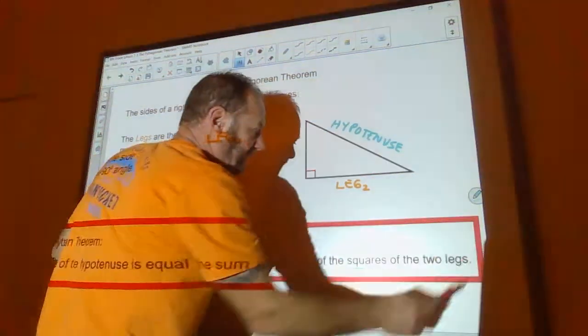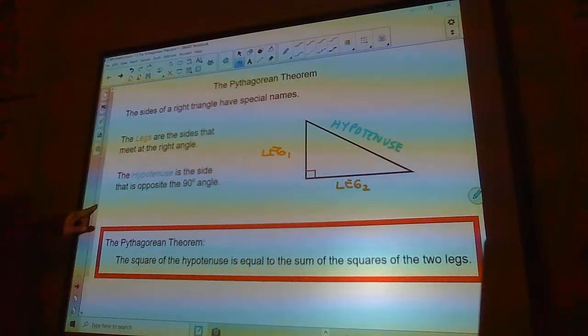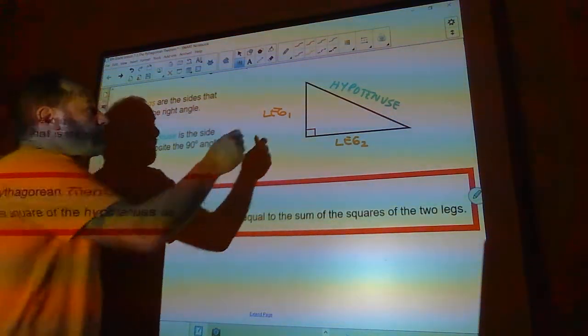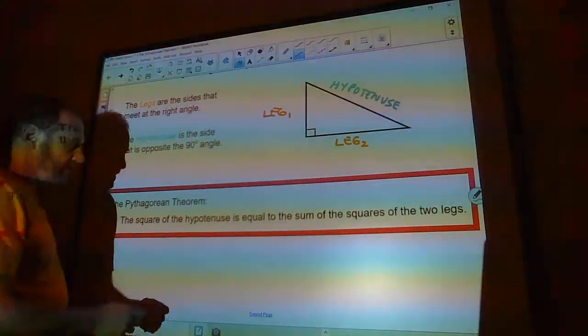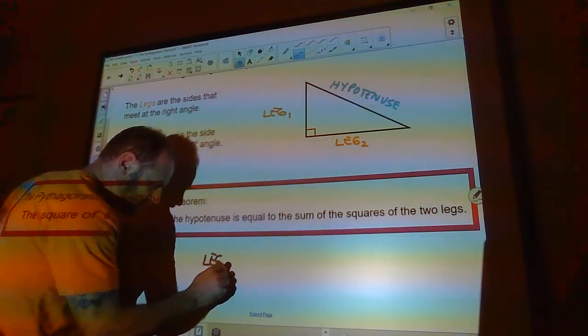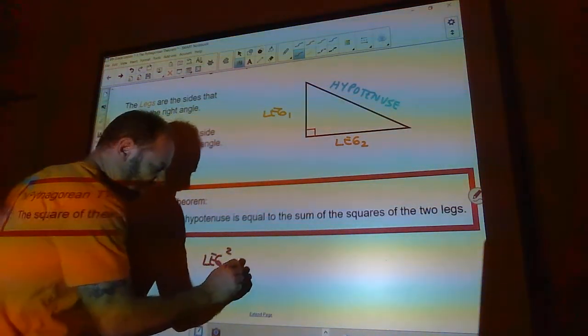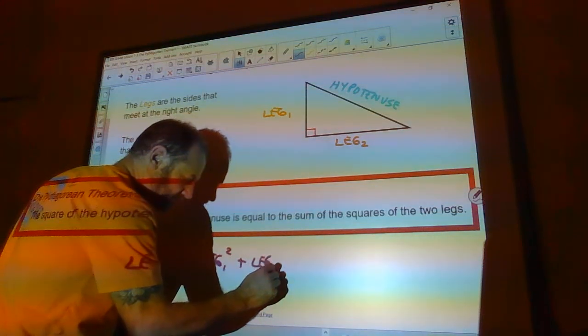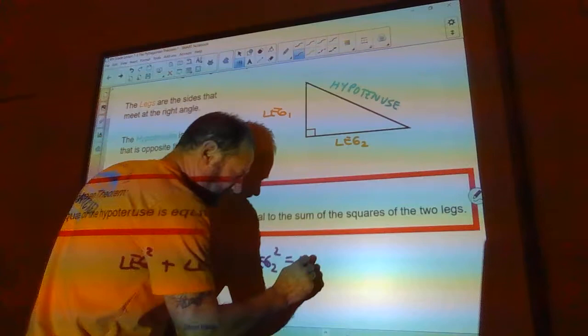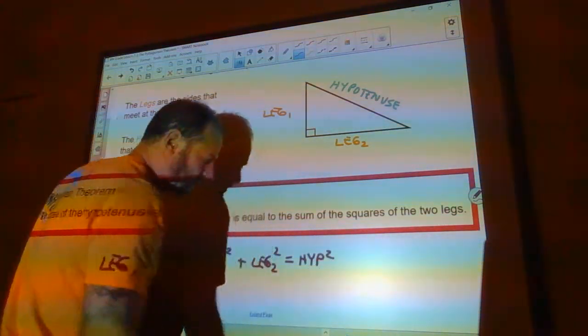Now here we have the Pythagorean Theorem, and notice it's in a big pink box because it's important. It says the square of the hypotenuse is equal to the sum of the squares of the two legs. Which basically means that if I take the first leg, leg 1, and I square that, and I add that to leg 2 squared, then I get the hypotenuse squared.